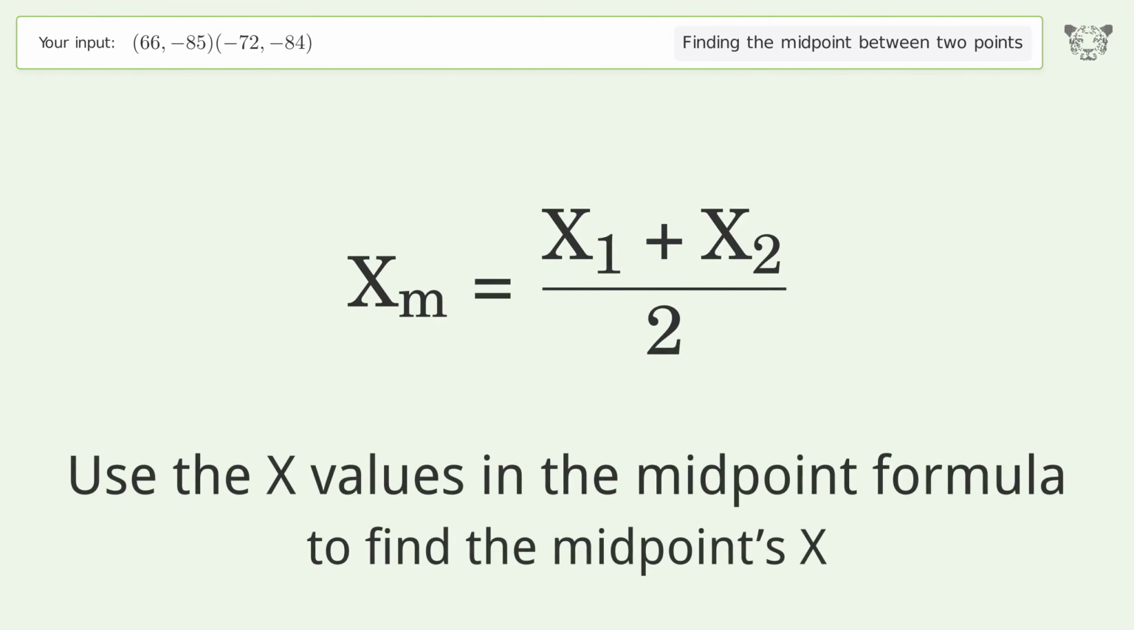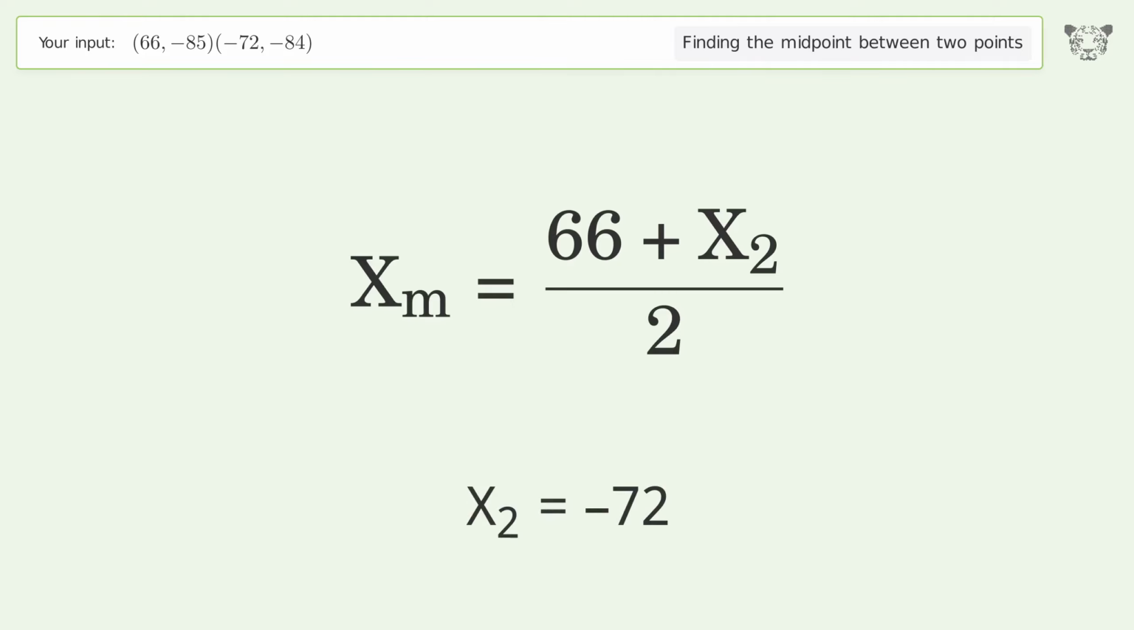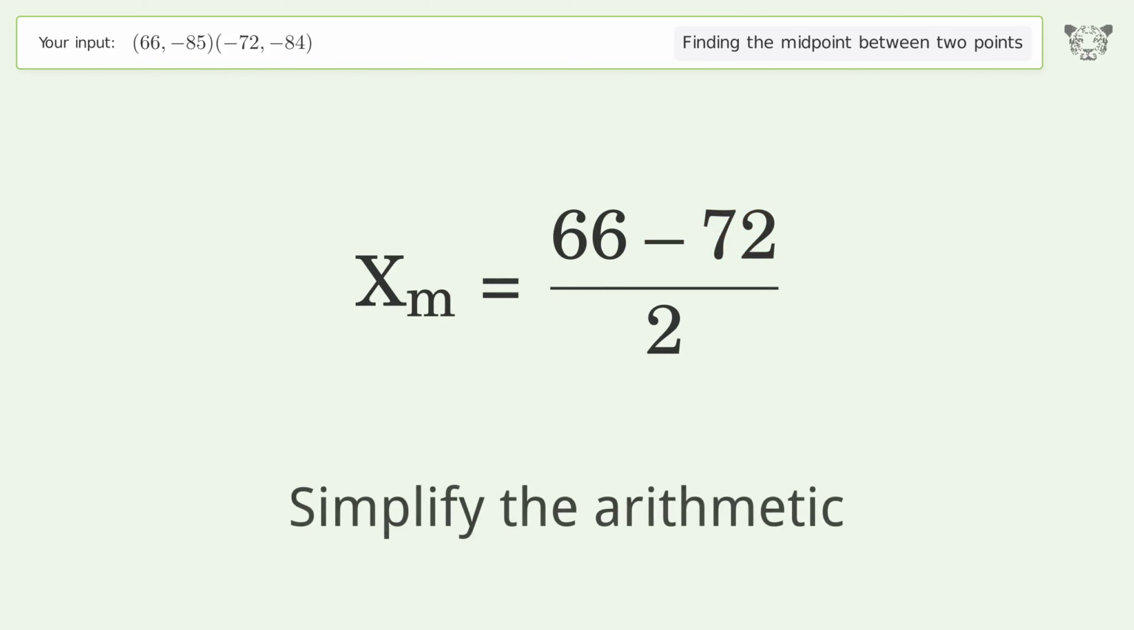Use the x values in the midpoint formula to find the midpoint's x. x1 equals 66. x2 equals -72. Simplify the arithmetic.